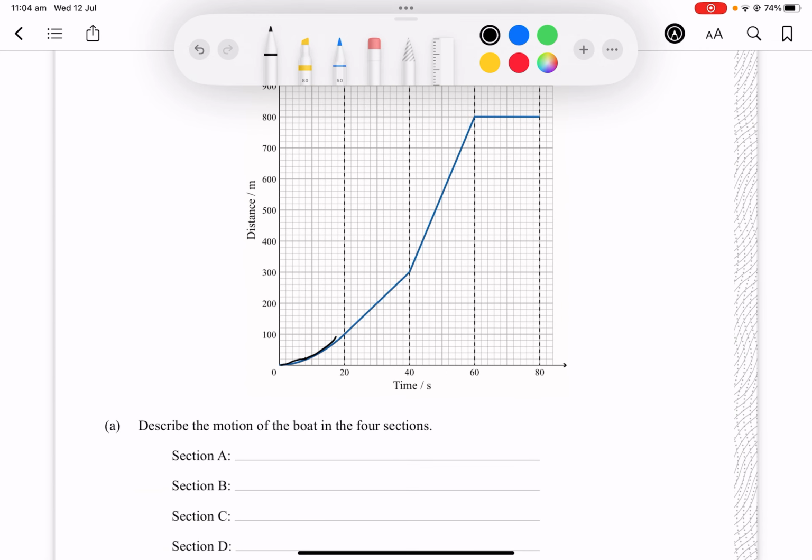And for section D, we see that we're covering no distance with respect to time. So in 20 seconds, we've covered no distance. So we're actually stationary at section D.